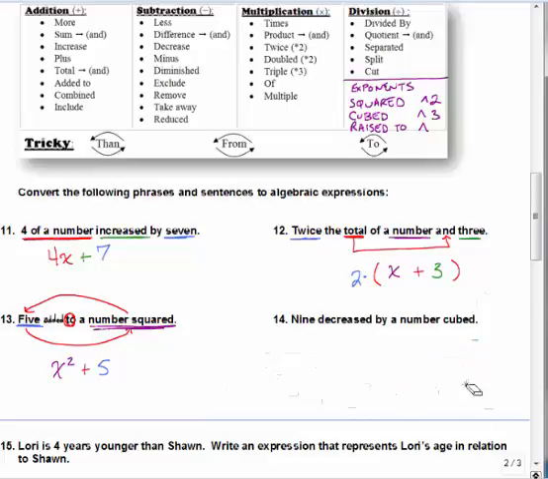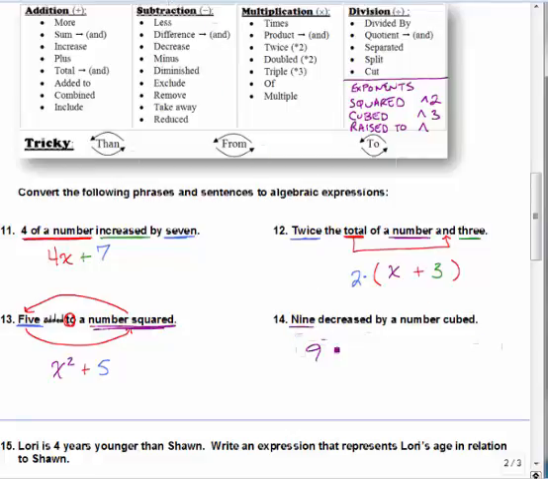And we ran out of dimensions, so there's nothing to the fourth for that, unless maybe you could say hypercubed. Next one says 9 decreased by a number cubed. So perfect timing for that. Alright, so there's nothing to flip around, because we didn't use the words then, from, or to, so we just go straight across.